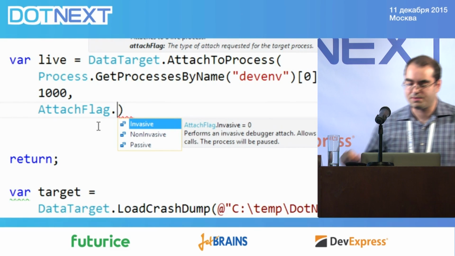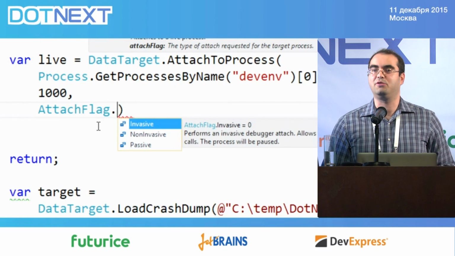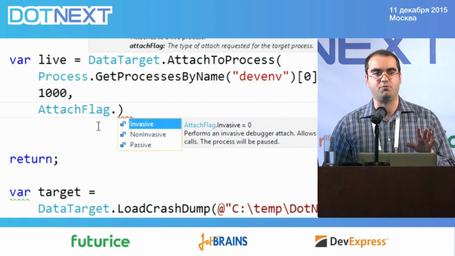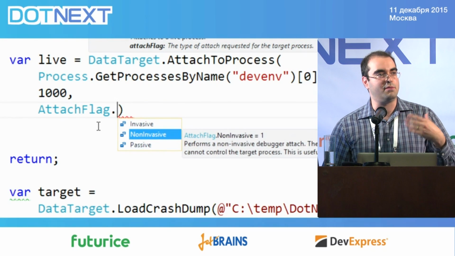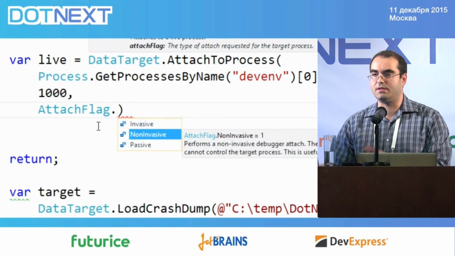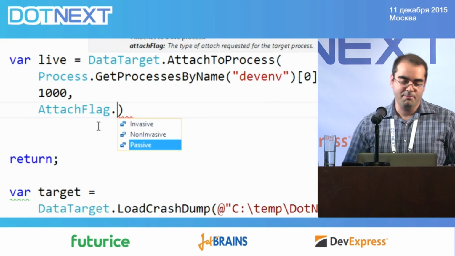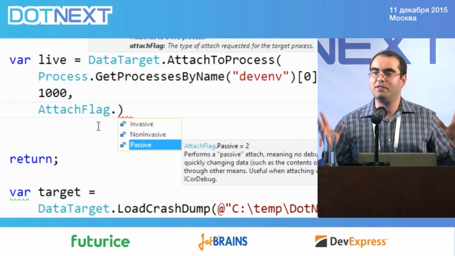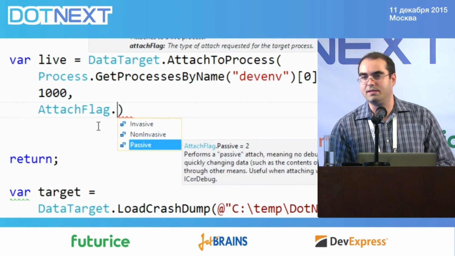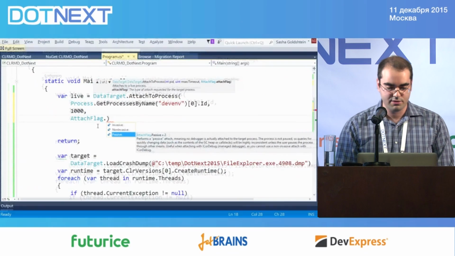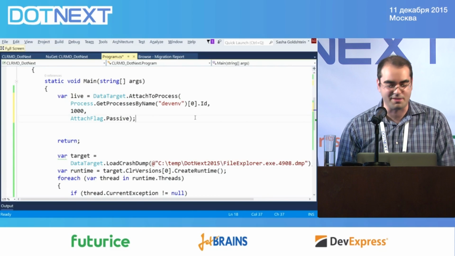It takes 3 options. Invasive attach is what the debugger does. It's like you attach a debugger to that process. This is not something you want to do in production. Non-invasive is not like attaching a debugger, but it still suspends the process. It stops the process temporarily. So again, not for production, usually. Passive is just nothing. It doesn't really do anything to the target process. It just lets you use the APIs as if you were indeed attached. So I'm going to use passive here. I don't want to crash my Visual Studio while I'm doing stuff here.